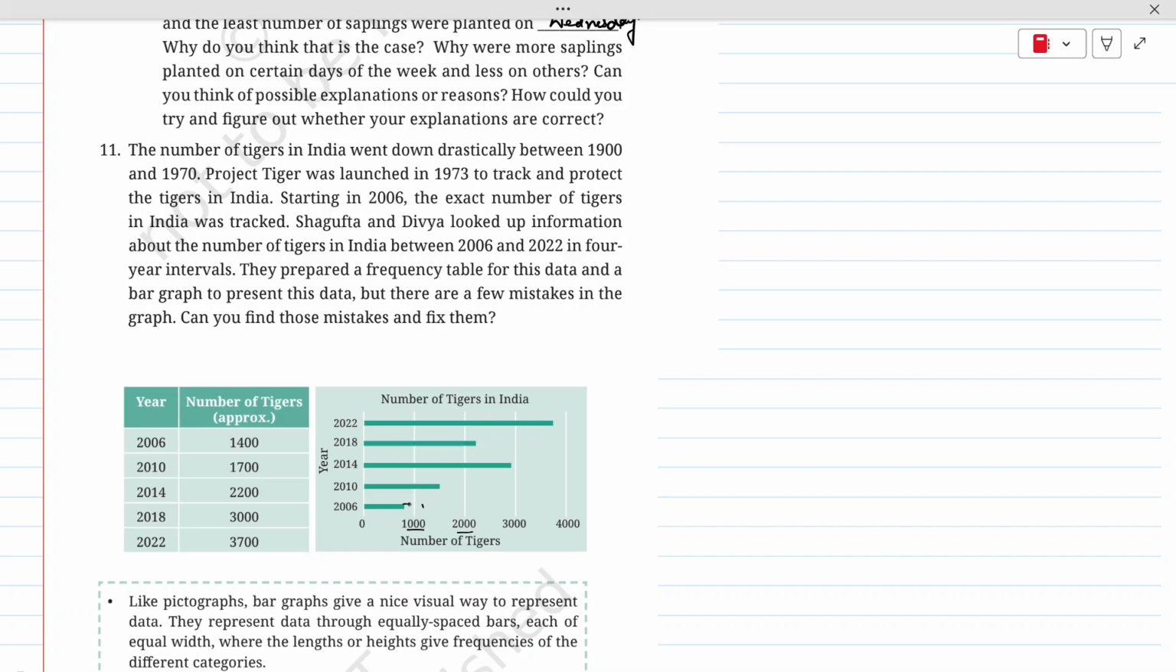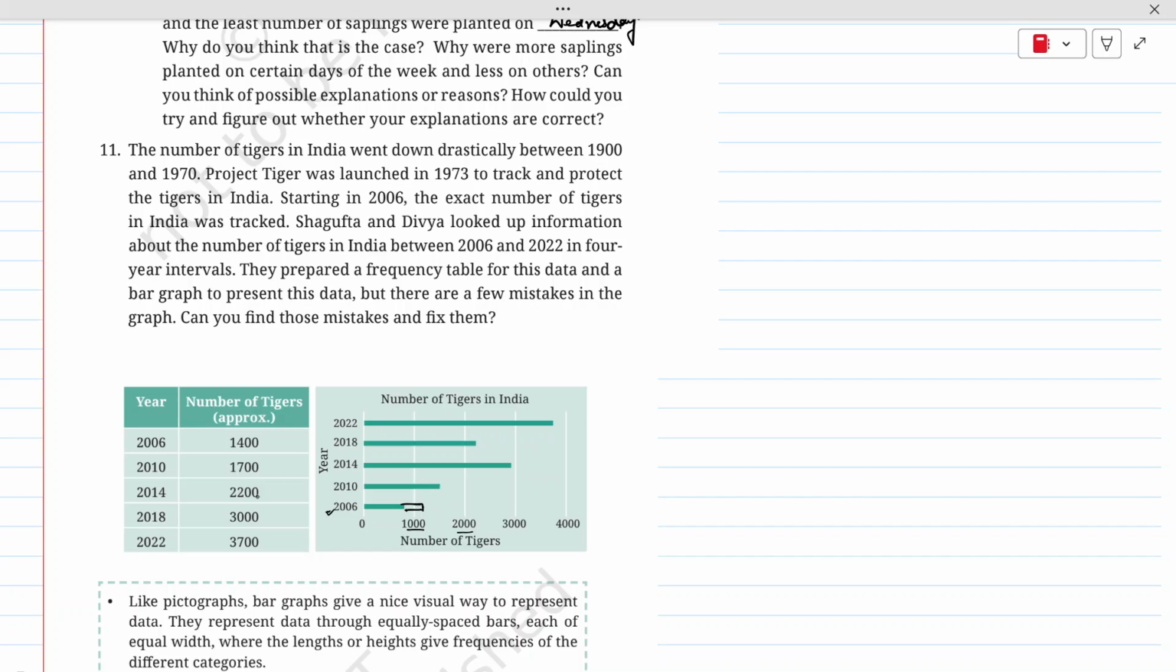So what I'm doing here is I'm extending this graph to here. It should be somewhere here. It should be more than 1000 because 1400 is given to us. Correct? So this is one mistake we have identified. Next is the year 2010, it was 1700. So 2010 is here and it is 1700, which seems to be correct.